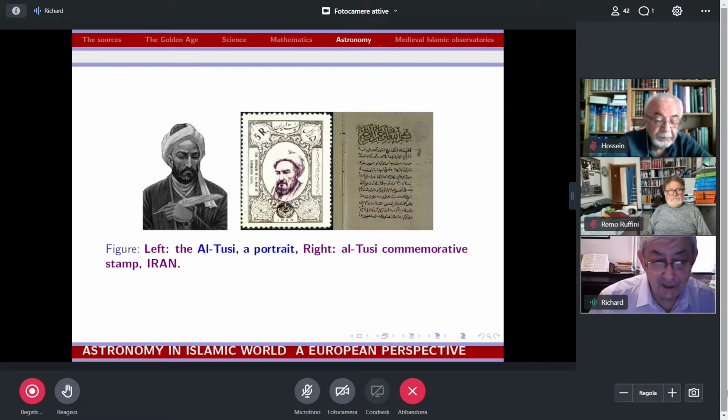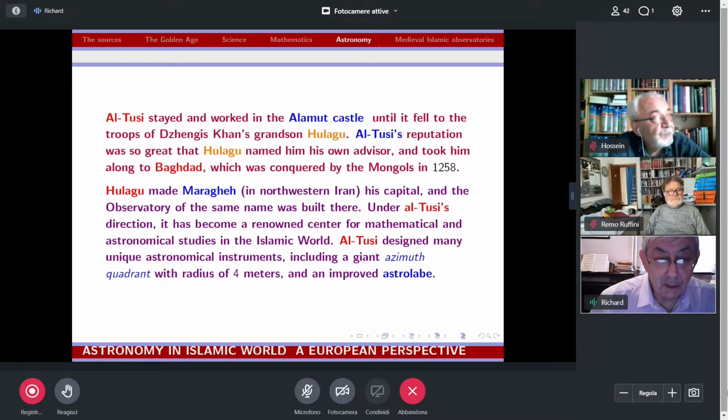So in this sense, even the Mongols were aware of the importance of astronomy. This is Hulagu, who made Maraga his capital, and there was this great observatory, which I will discuss if I'm given 5 minutes more.